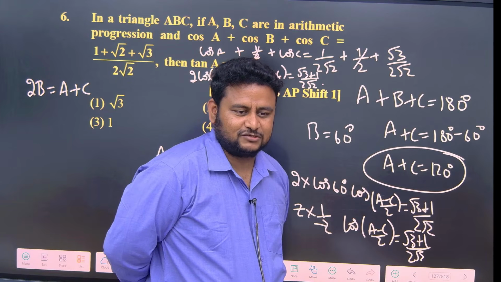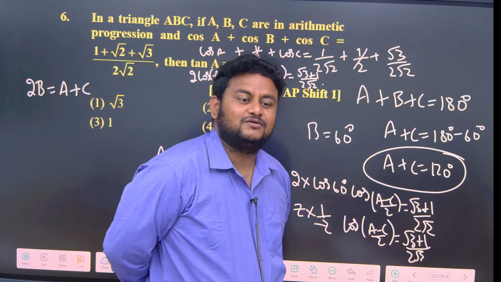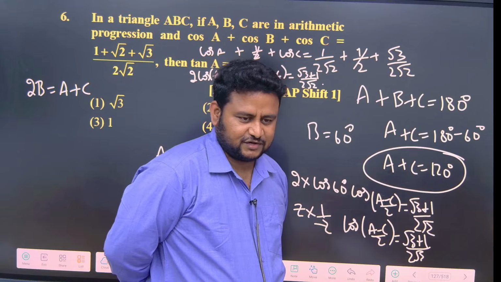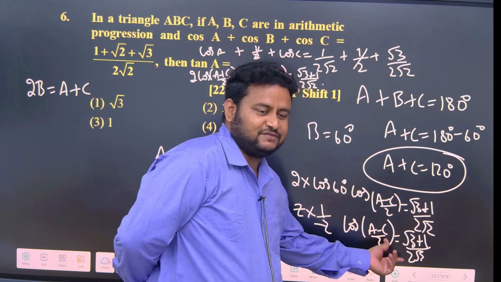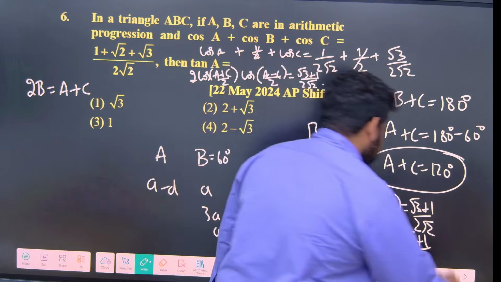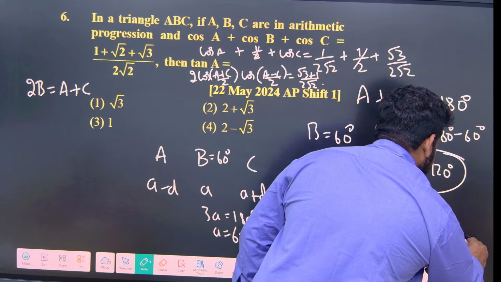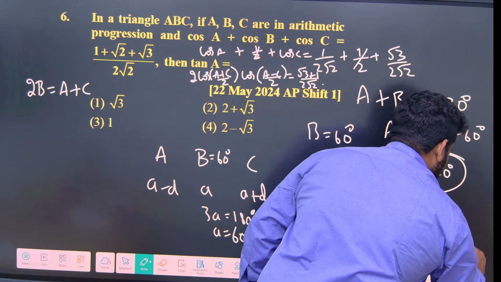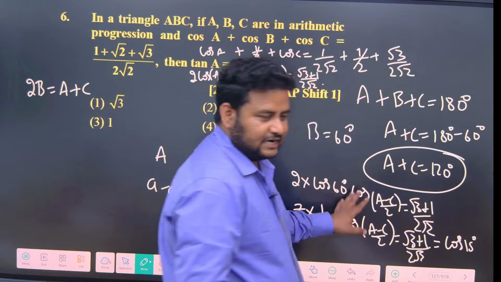Root 3 plus 1 by 2 root 2 is cos 15 degree. Okay, it is sin 75 in terms of, if this is cos, here also I should say cos. So this is nothing but equal to cos 15 degree. So I can equate it, correct? So this will be what? Cos 15 degree.